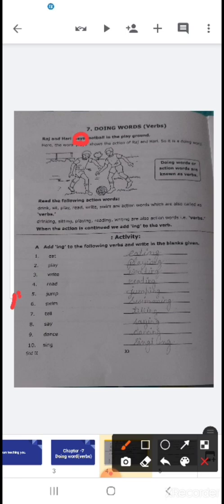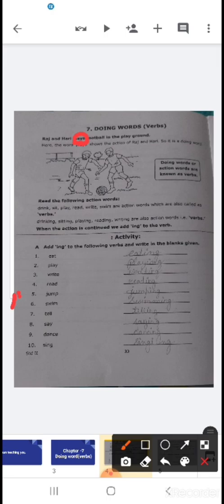So when the action word is continuous, we add ing. When it is in the present form, that means in the continuous form, what do we add there? We add ing after the word. So see the activity first. Here is your first activity.